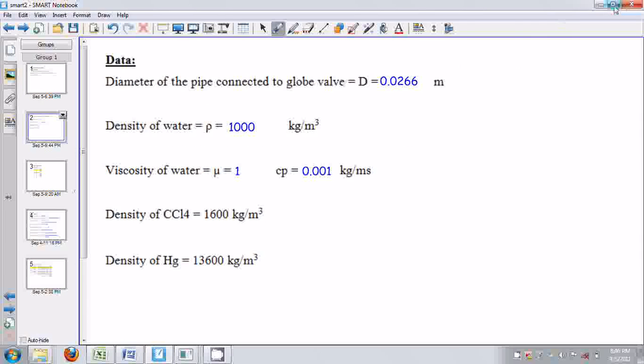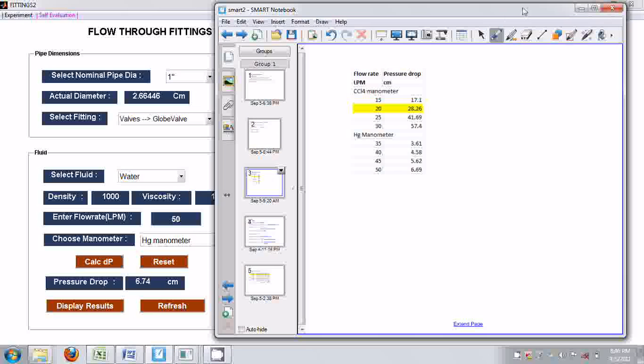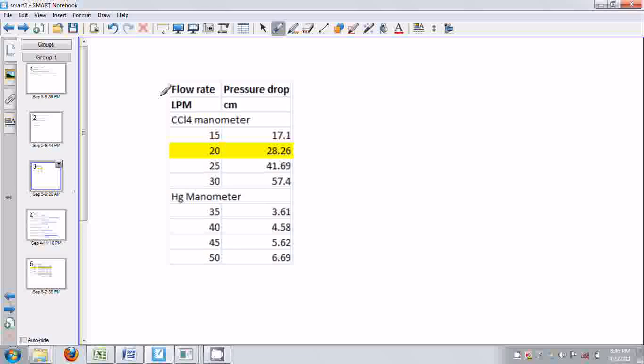This is the data. The diameter of the pipe connected to the globe valve is 1 inch, that is 2.66 centimeters, which is nothing but 0.0266 meters. Density of water 1000 kg per meter cube. Viscosity of water 1 cP. Density of CCl4 1600 kg per meter cube. Density of Hg 13,600 kg per meter cube. These are the readings, our result.